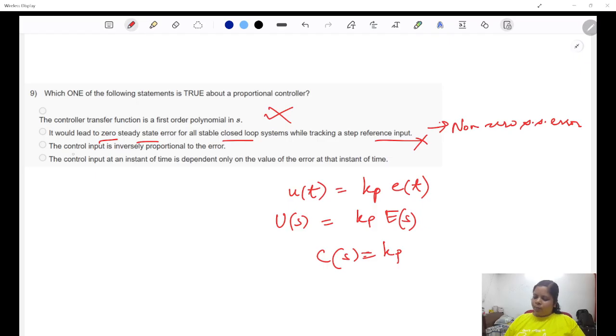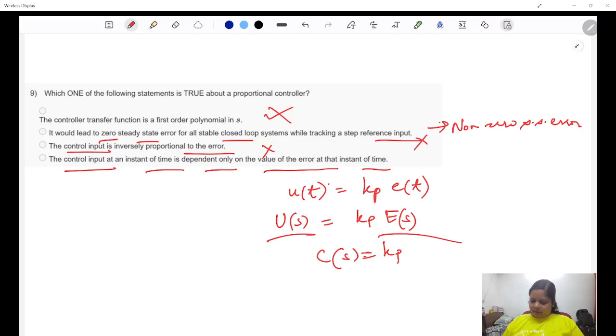The control input is inversely proportional to the error. Is it? No. Control input cannot be inversely proportional to the error. It is directly proportional, in all the cases, not only for the proportional controller. So this is also wrong. The control input at an instant of time depends only on the value of the error at that instant of time, right?